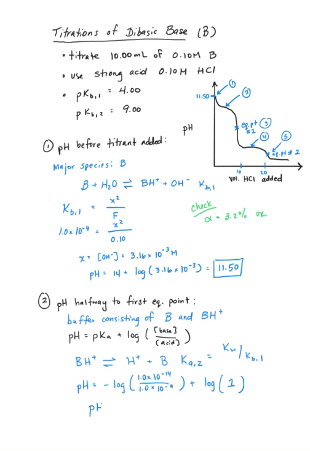Therefore, the pH is equal to the negative log base 10 of 1 times 10 to the minus 10, which is 10. Keeping in mind that the log of 1 is 0. So now, we have a pH of 10 at this buffer region, halfway between our starting and first equivalence point values.